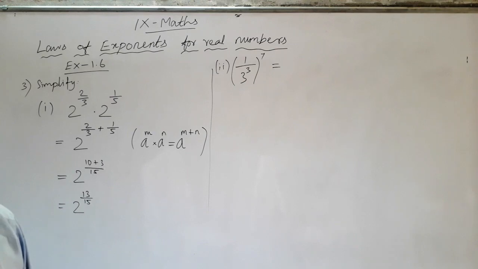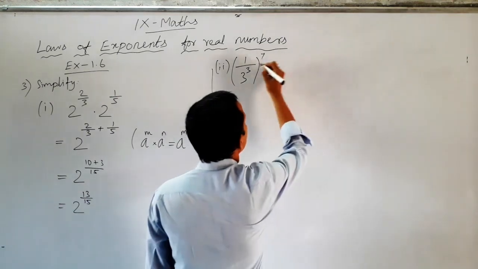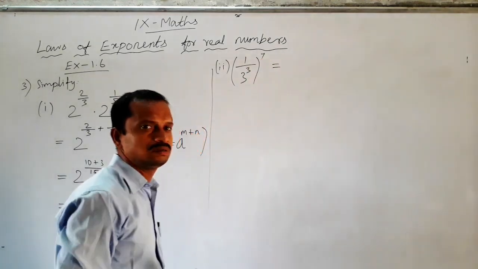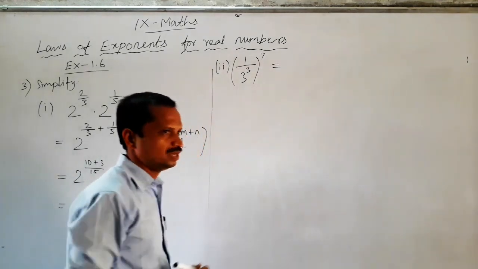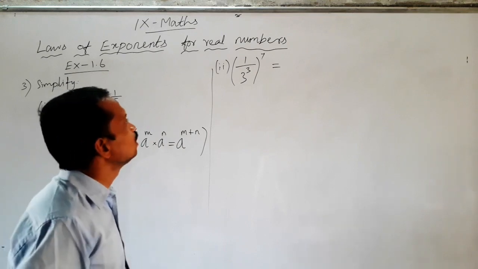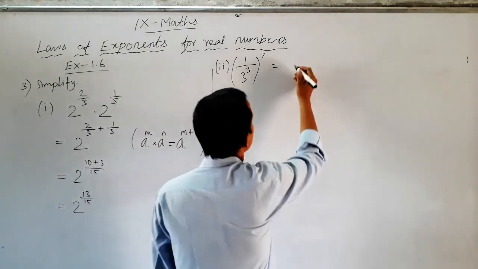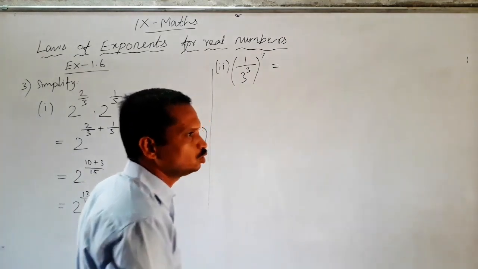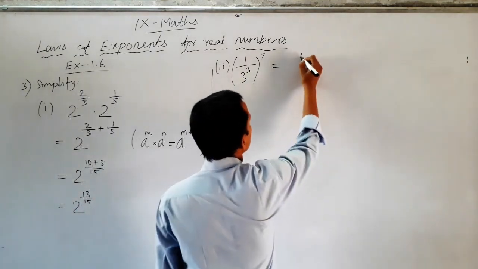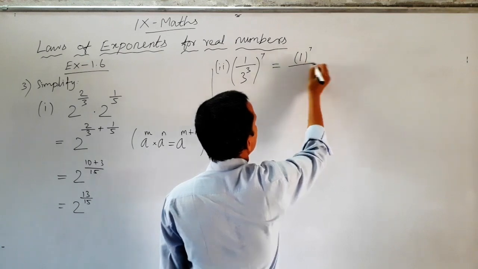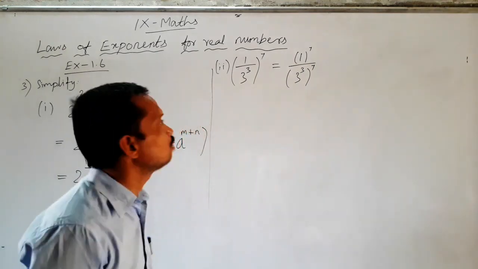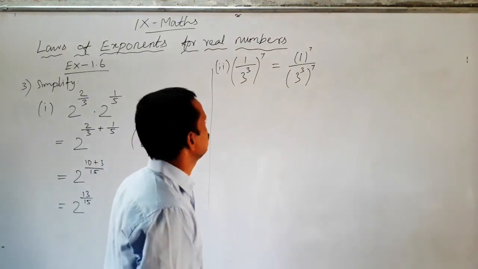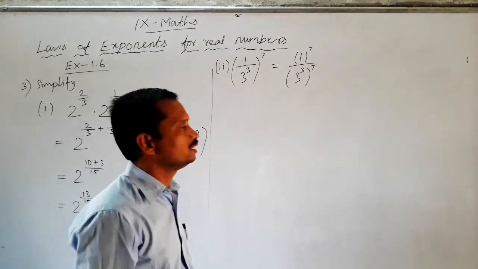So it is better to write this as 1 power 7 by the denominator whole to the power 7. So this is a common power. The base, the numerator is 1 and the denominator is 3 cube. So you can apply the common power 7 to both numerator and denominator. So this is 1 to the power 7 by 3 cube whole to the power 7. The common power is there, so you apply it separately for numerator and denominator.